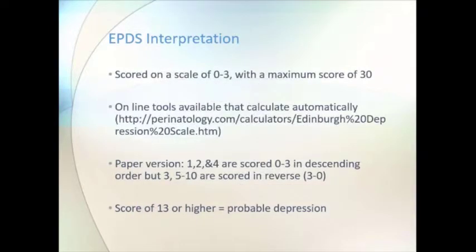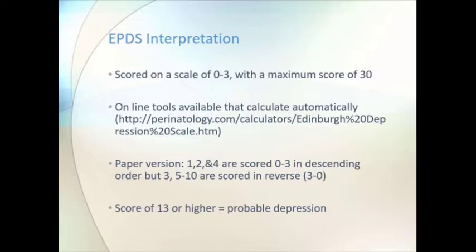I've been so unhappy that I've had difficulty sleeping, sleep disturbance being a significant indicator. I felt sad or miserable. I've been so unhappy that I've been crying, and the thought of harming myself has occurred to me. So that's, again, scored on a scale of 0 to 3 with a maximum score of 30.